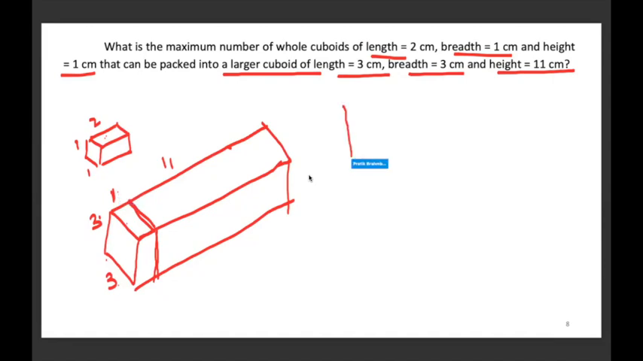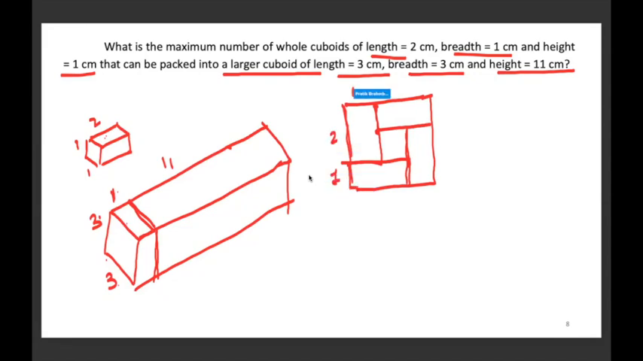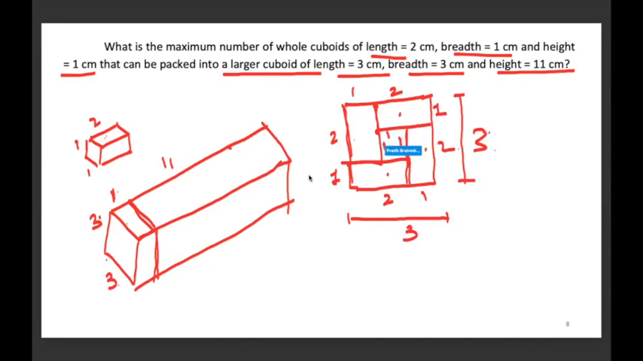So if I look at it in plan, how will I organize those pieces? I can organize those pieces like this. In which case, this will be 1, 2, 1, 2, 1, 2, 1, and 2. That makes a total of 3 centimeter by 3 centimeter. After adding these 1, 2, 3, and 4 pieces, I'm still left with a void of 1 by 1 by 1 centimeter, 1 by 1 by 11 centimeter total.